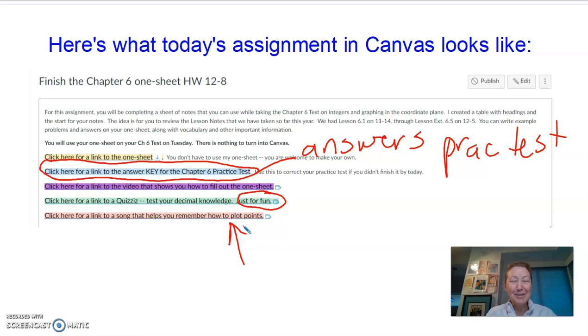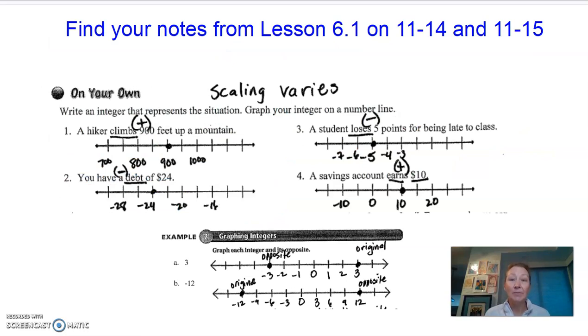I didn't know if I was going to show it this year, but it helps you remember which order to graph the coordinates in. So if you want to play that song, I did put the words on the one sheet. So that's the pink link for the song. Okay, so you're going to be making your one sheet today, and you're going to use it on the quiz, on the test tomorrow.